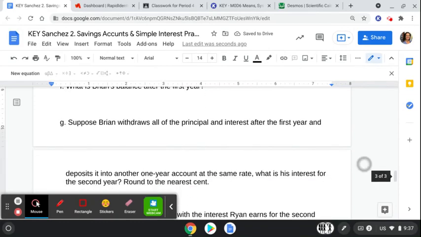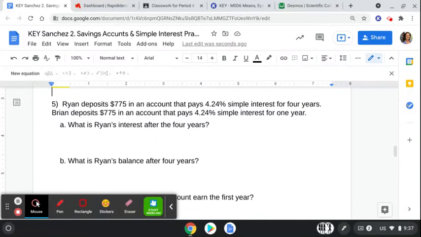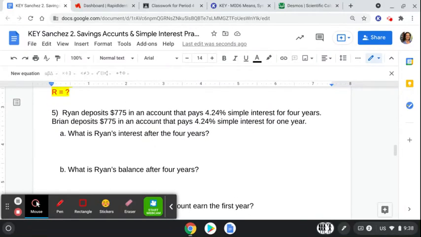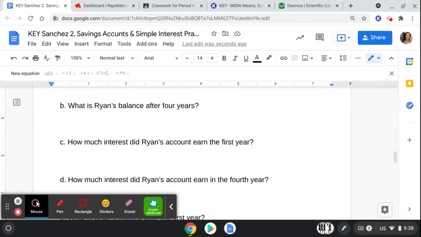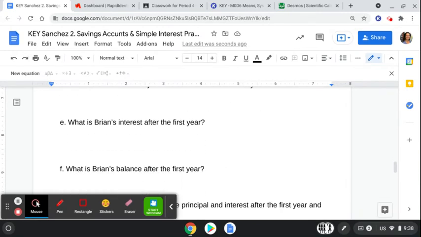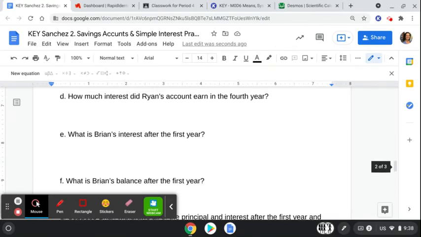Number 5, notice how it has A, B, C, D, E, F, G, H. So it's our last one, but it's got lots of questions. So Ryan deposits $775 in an account that pays 4.24% simple interest for 4 years. And Brian deposits $775 in an account that pays the same interest for 1 year. So let's look for what's Ryan's interest after 4 years and what's Ryan's balance. And then how much did Ryan's account earn the first year? How much did it earn the 4th year? Then let's go to Brian's interest, Brian's balance, etc. So we'll go down and look at these questions.